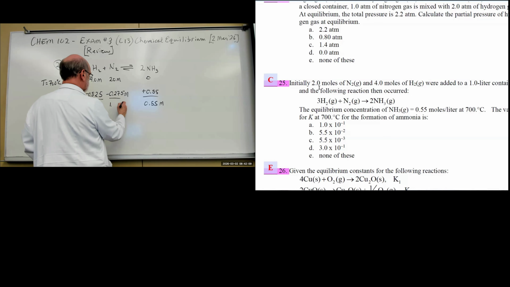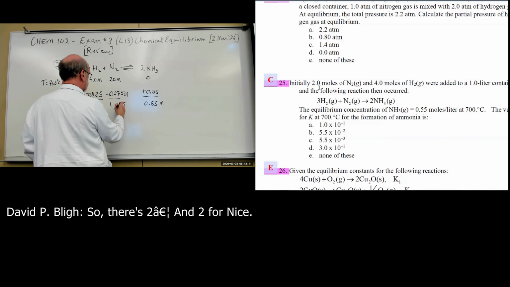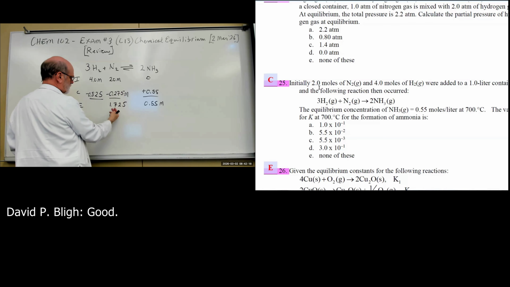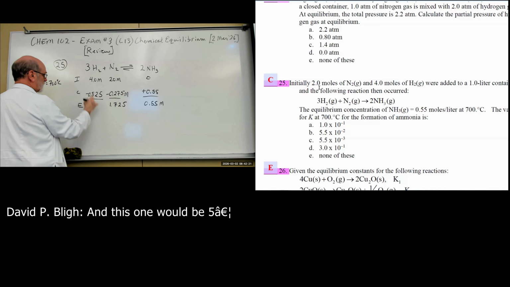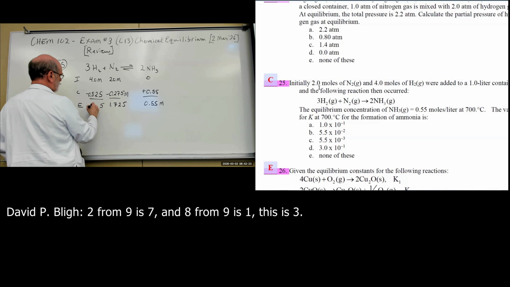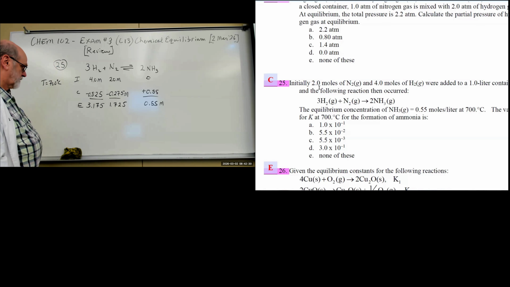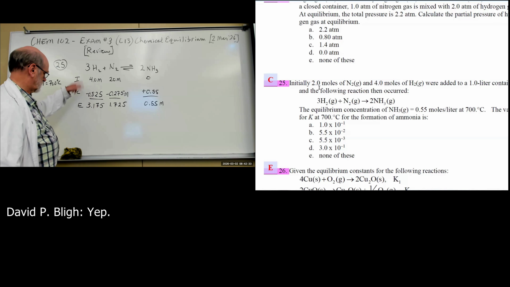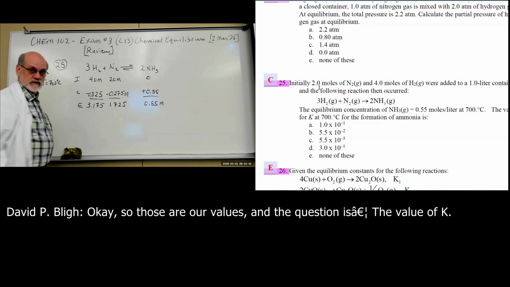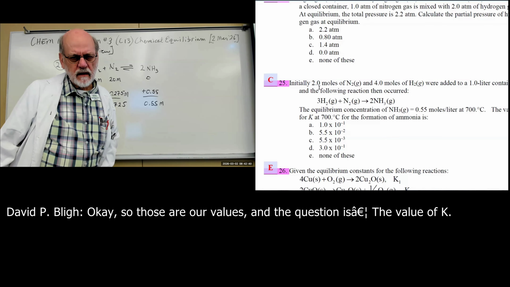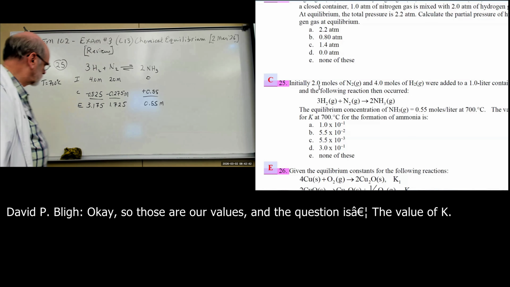It's 1.7 minus 2, and 2 from 9 is 7. Yep. And this one would be 5. 2 from 9 is 7, and 8 from 9 is 1. This is 3. Yep. Okay, so those are our values. And the question is the value of K.